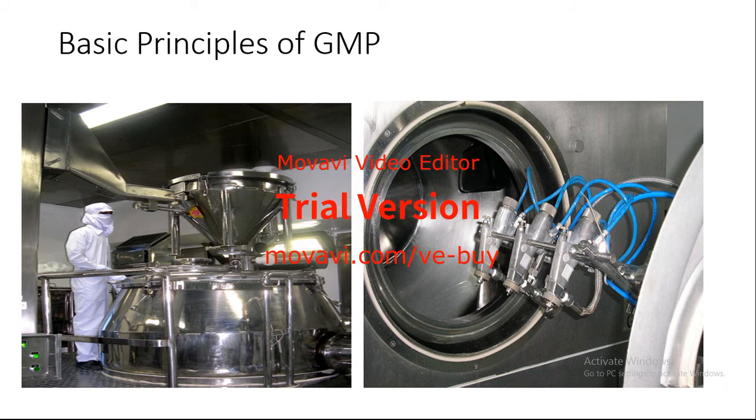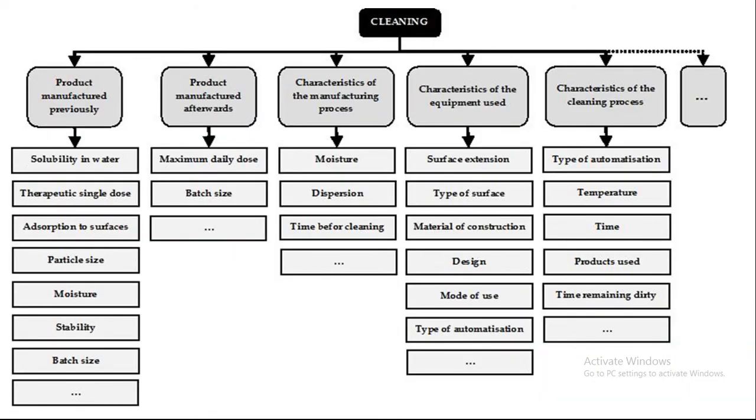I will talk about the basic principle of the GMP. Which are the critical areas for sampling? What would be considered an appropriate approach for cleaning validation for a piece of equipment? Then, I will talk about cleaning requirements: product manufactured previously, product manufactured afterward, characteristics of the manufacturing process, characteristics of the equipment used, and characteristics of the cleaning process.